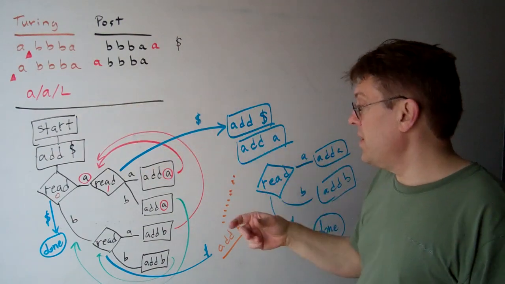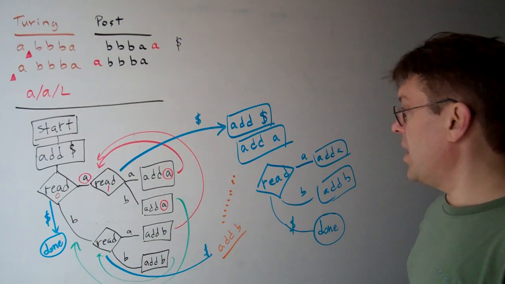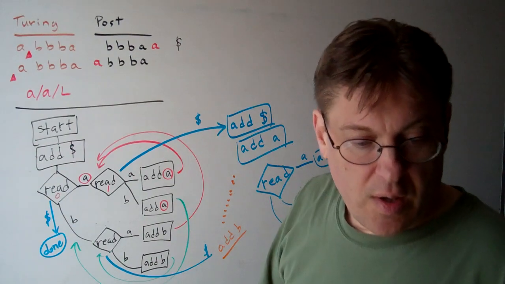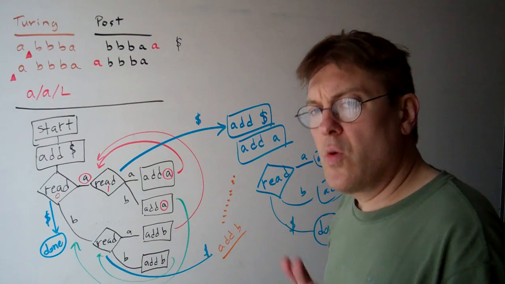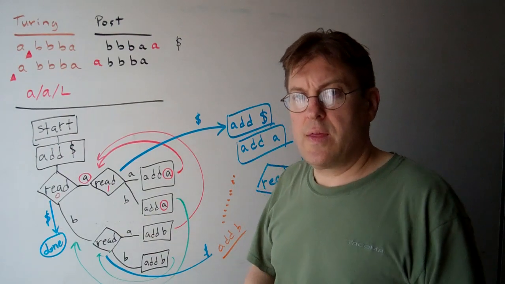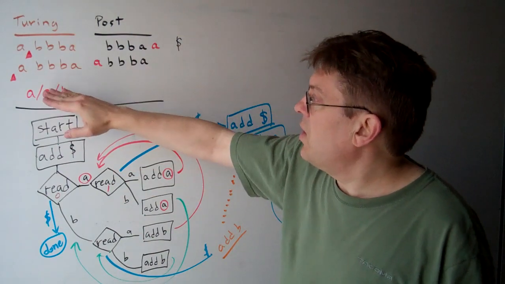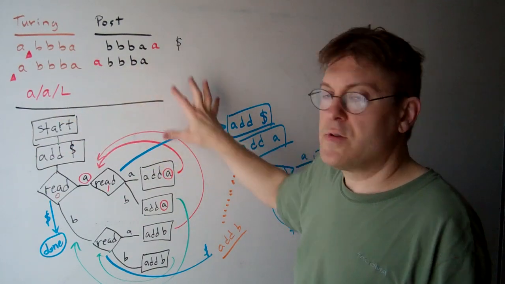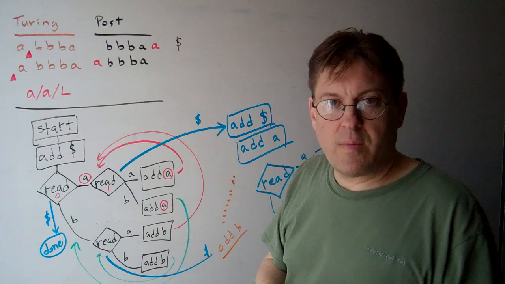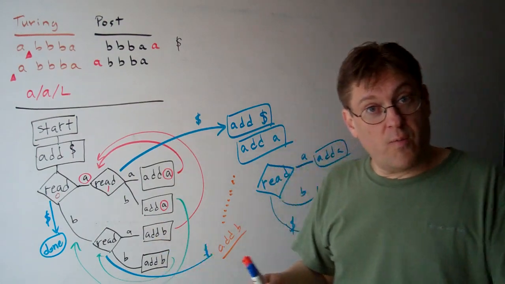Hopefully that's helpful. It is explained pretty well on pages 468 and 469 of the textbook. The one thing that they did not show that I think is helpful is to see what the strings look like on the Turing machine and the post machine. Once you understand what's going on, the diagrams aren't so bad. So hopefully that helped.